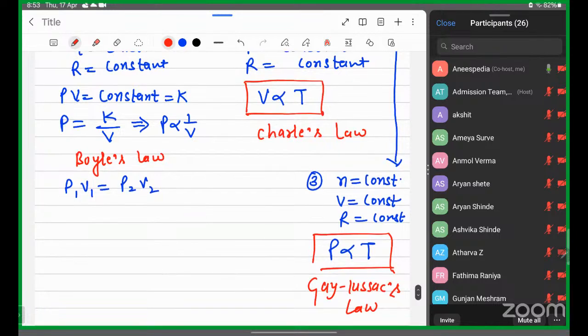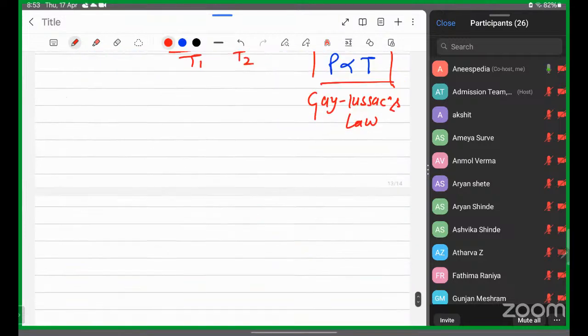V directly proportional to T can also be given as V equals KT, which means V by T will be constant K. So you can write it as V1 by T1 equals V2 by T2.